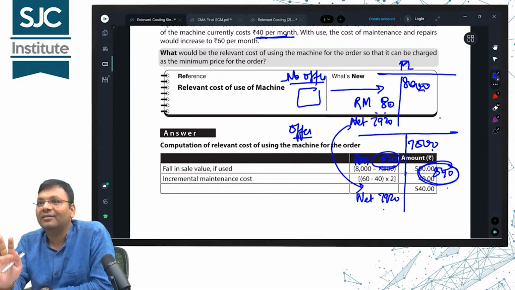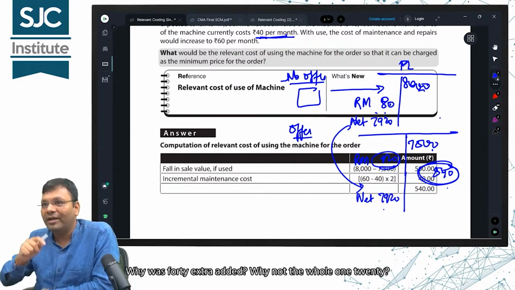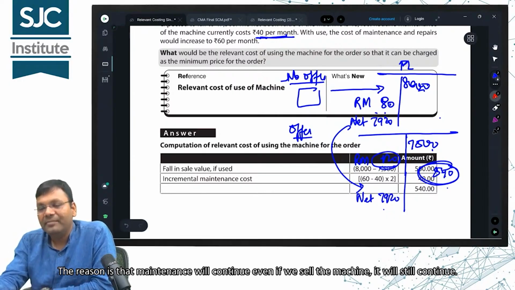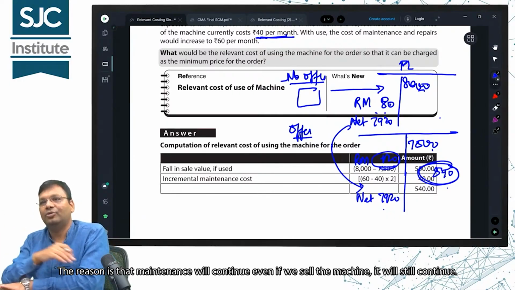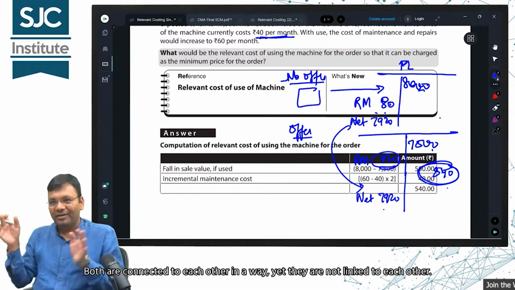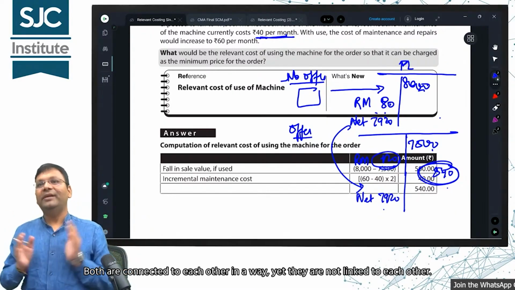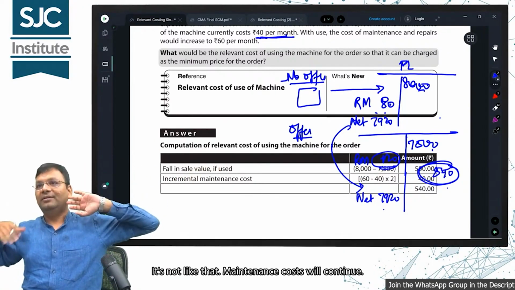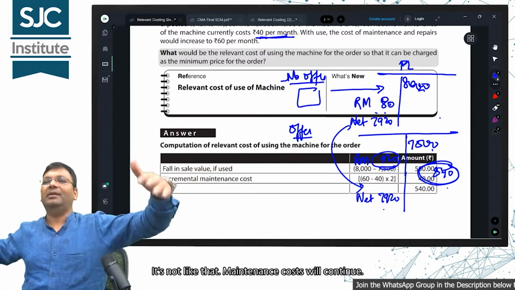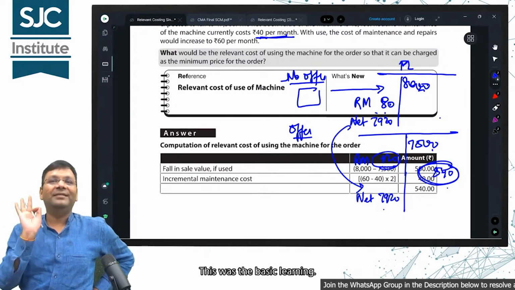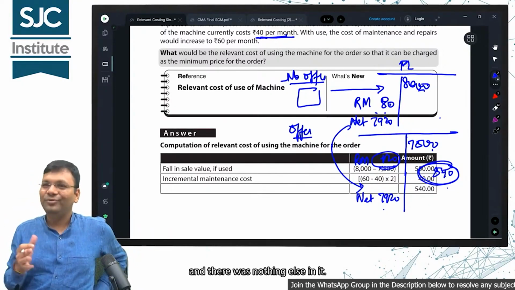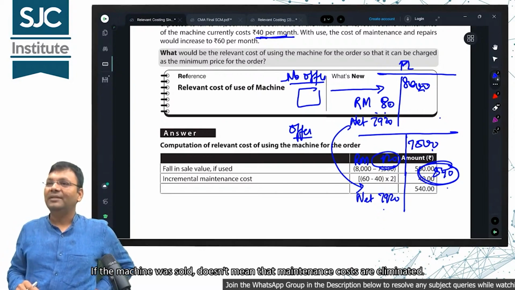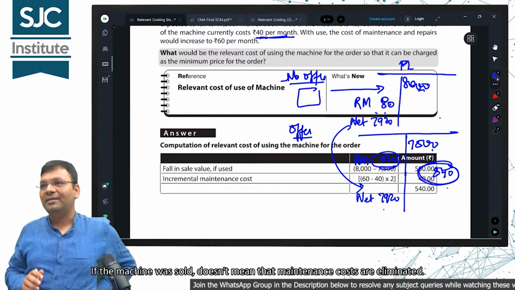Extra 40 were added. Why was 40 extra added? Why not the whole 120? The reason is that maintenance will continue even if we sell the machine. Both are connected to each other in a way, yet they are not linked to each other. The maintenance costs will not disappear. It's not like that. Maintenance costs will continue. This was the basic learning, and there was nothing else in it.